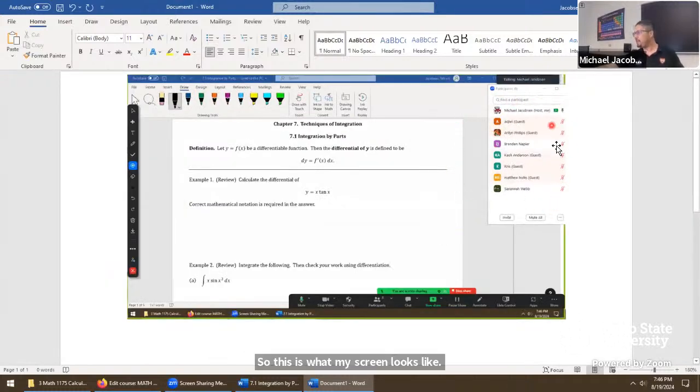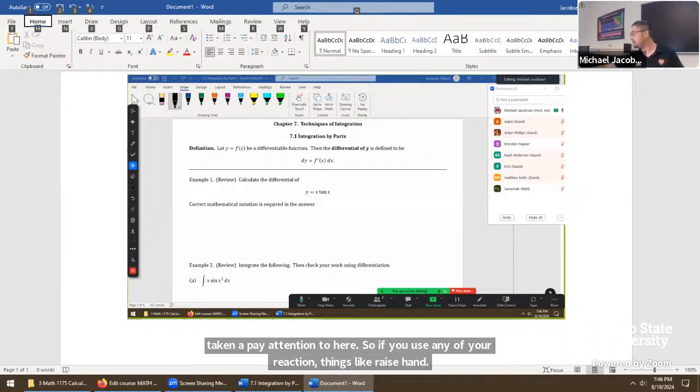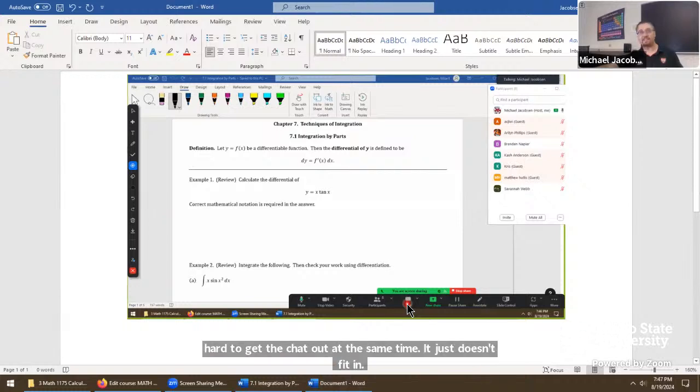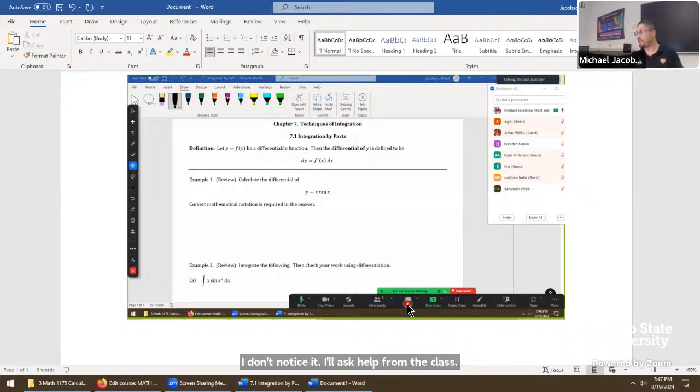I'm trying to pay attention to this. If you use any of the reaction things like raise hand, the thumbs up, thumbs down, that kind of stuff, I'll try my best to pay attention to it. So I'll try to keep this always right here. It's hard to get the chat out at the same time. It just doesn't fit in. So when a chat happens, there's a red dot there, and I have to notice it. If I don't notice it, I'll ask help from the class. Anyone in person, anyone online, you could just say, hey, Mike, there's a chat, and I'll try to pop it out right away.